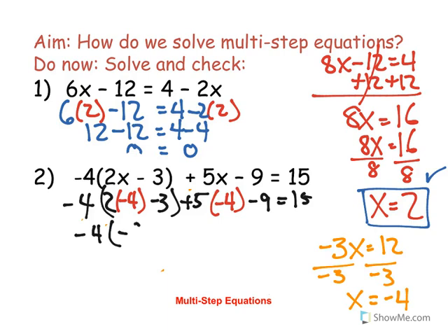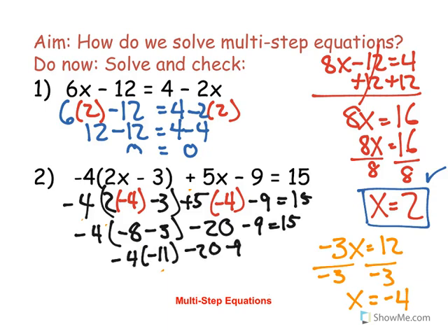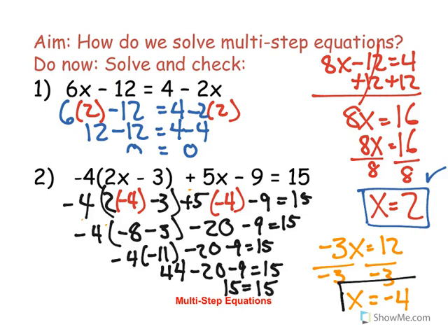So I'm going to try to do what's in parentheses here. 2 times negative 4 is negative 8 minus 3. And I can do my multiplication here as well, right? Positive 5 times negative 4 is negative 20. So in the parentheses, negative 8 minus 3 is negative 11. Negative 4 times negative 11 is 44. And now I can do my addition and subtraction from left to right. So 44 minus 20 is 24. 24 minus 9 is 15, which is equal to 15. So I feel pretty good giving myself a check that we did that one correctly.